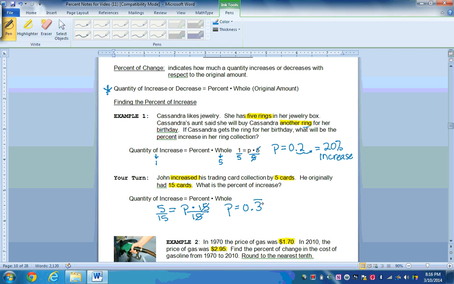0.3 repeating. So when we go ahead and change that into a percent, we multiply by 100. Remember, these 3's repeat, so this is going to equal 33.3 repeating percent, and that is an increase.